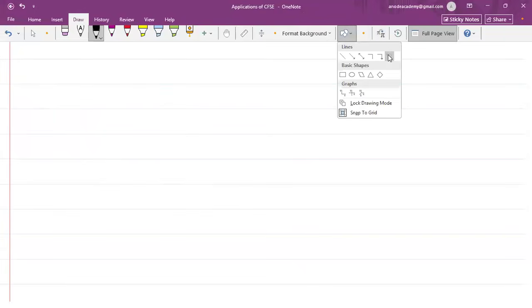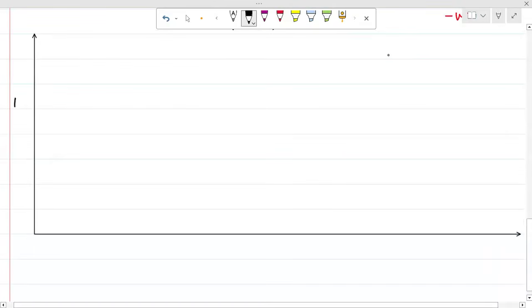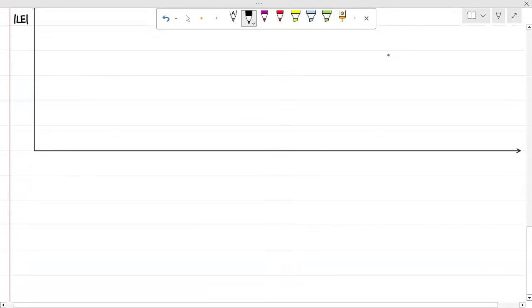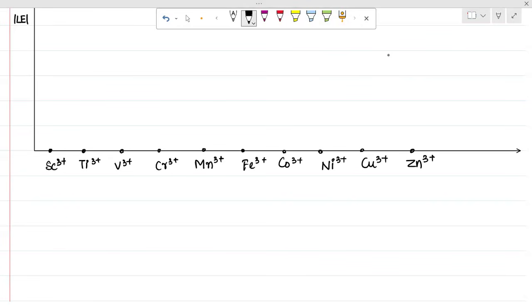Okay, let's say you have modulus of lattice energy, and instead of +2, what you have now is +3. Scandium +3. We'll start from scandium +3 because that is d0. Scandium, titanium, vanadium, chromium, manganese, iron, cobalt, nickel, copper, zinc. This is how it is.